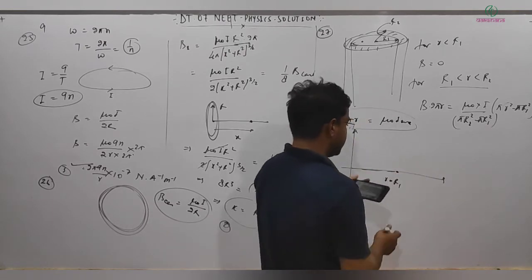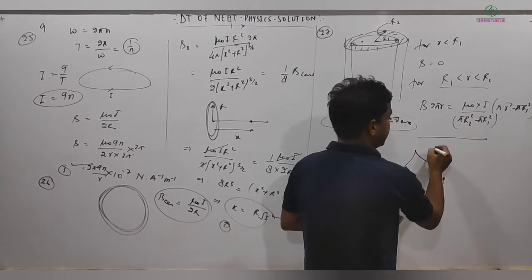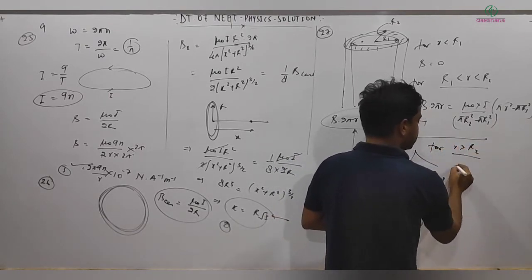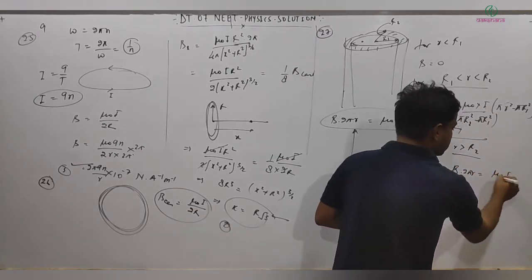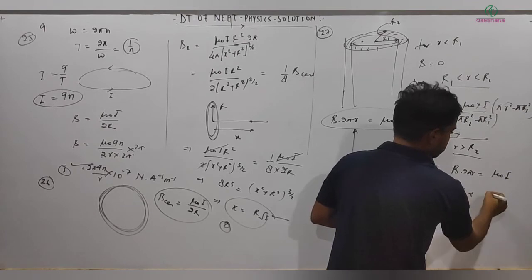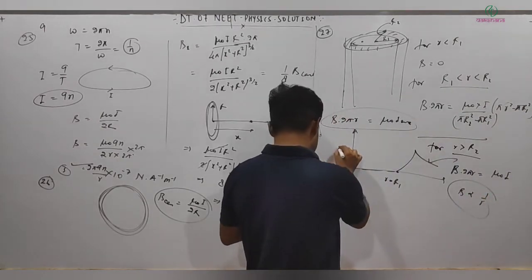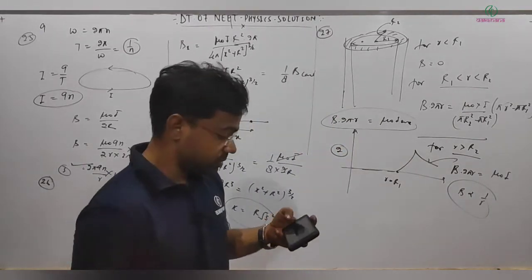Here the fourth one is linear, so the most appropriate is like this. And after that, for r greater than R2, this will simply be B dot 2 pi r equal to mu naught into I enclosed, then B will be inversely proportional to 1 by r, so it will go this way. So the answer will match with option 2. That was question number 27.